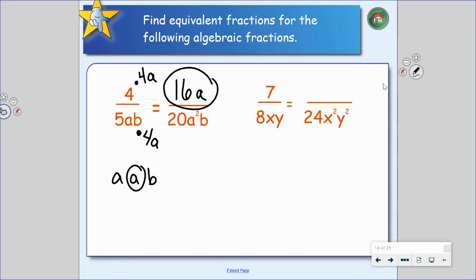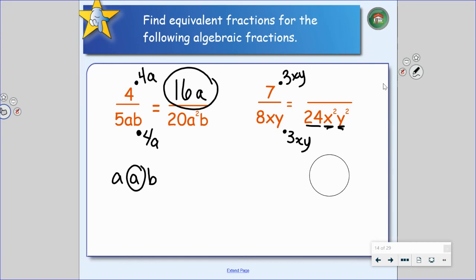Let's do the same thing for the next problem, where we want to find an equivalent fraction to 7 over 8xy. We want 24. 8 times what is 24? Well, that would be times 3. But we only have xy, and we want x squared. I guess we're going to need an extra x. And we want y squared, so we're going to need an extra y. So let's go ahead and multiply both numerator and denominator by 3xy.